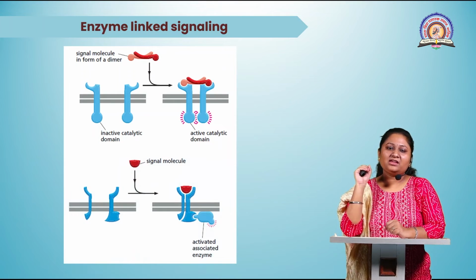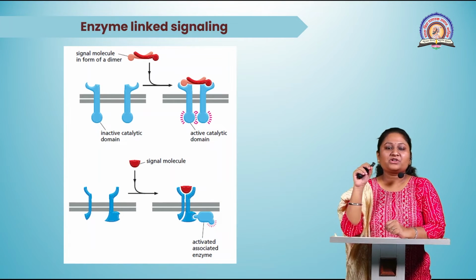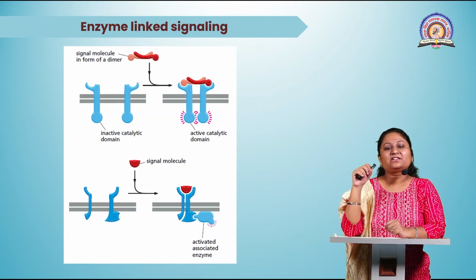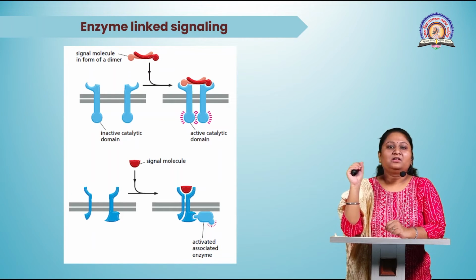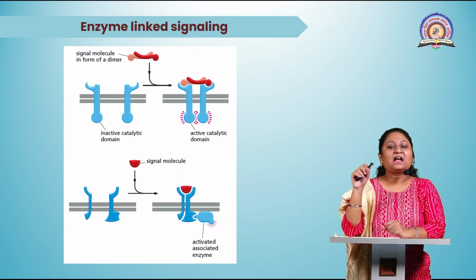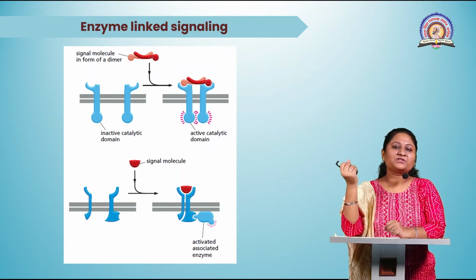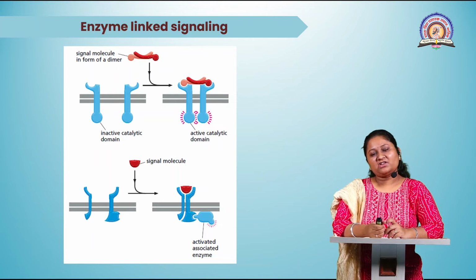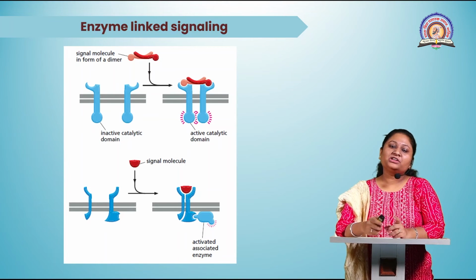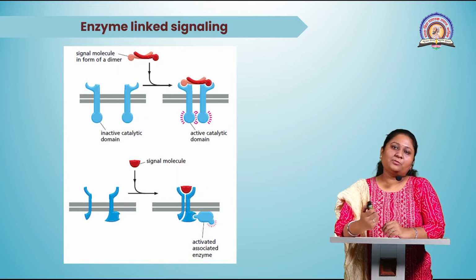In the second case, you can see there is some kind of receptor to which an enzyme is associated or bound. When the signaling molecules bind to the receptor, dimerization of the receptor takes place and the enzyme associated with that receptor is activated. So there are two forms of enzyme activation: direct activation and indirect activation. Further, after the activation, there can be a cascade of cell signaling taking place to bring about the cell response.